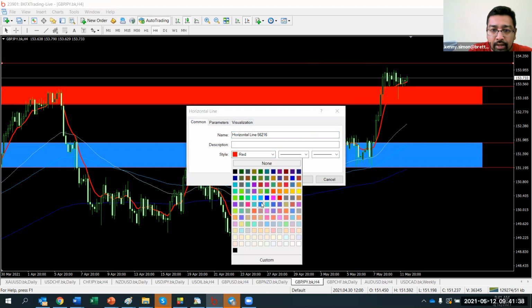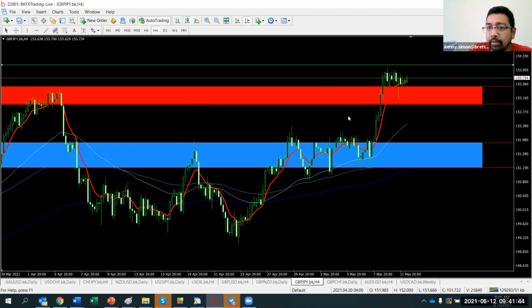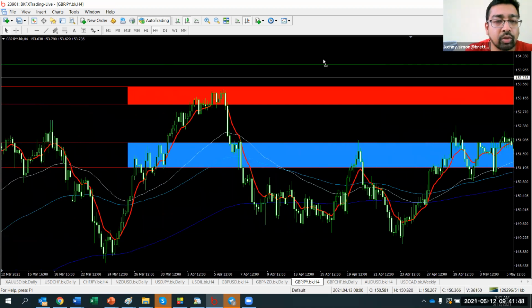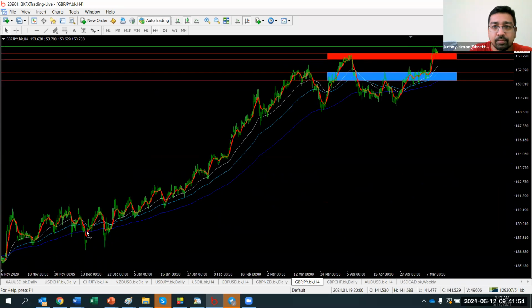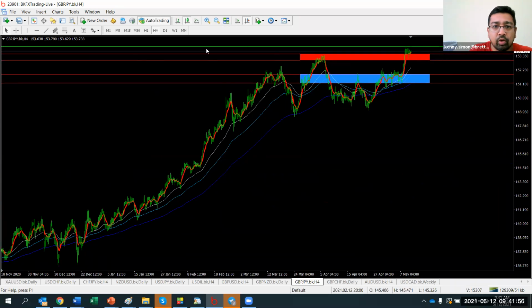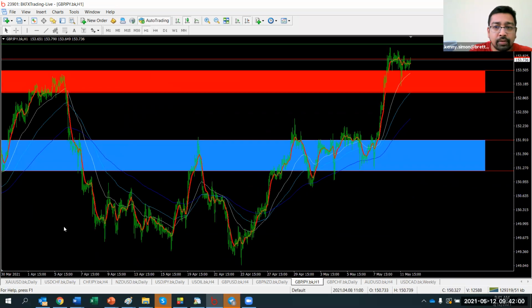I'll mark it as green right there. Okay, there you go, 154.10. So I'm looking at 154.10. Okay, we're all clear on the left side on the shorter term.